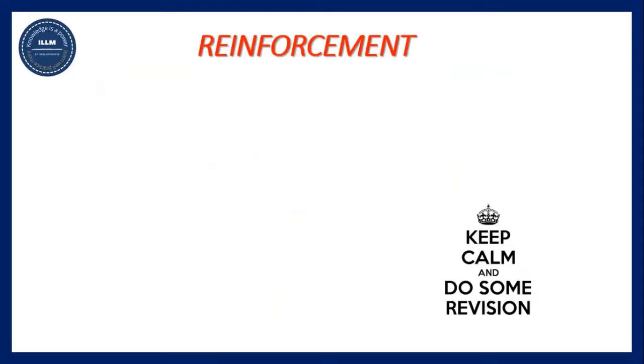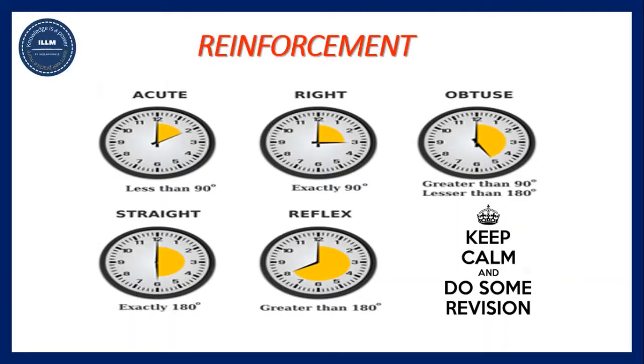Now I will show you another reinforcement worksheet. Here you can see different clocks, and the space between their hands or arms are showing different types of angle. The first clock is showing an acute angle, which is less than 90 degree. The second clock is showing a right angle, which is exactly 90 degree. Third clock is showing an obtuse angle, which is greater than 90 degree but less than 180 degree. Then the next clock is showing a straight angle, which is exactly 180 degree. And the last clock is showing a reflex angle, which is greater than 180 degree but less than 360 degree.